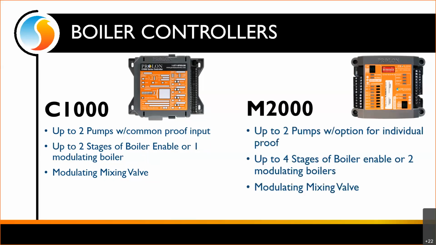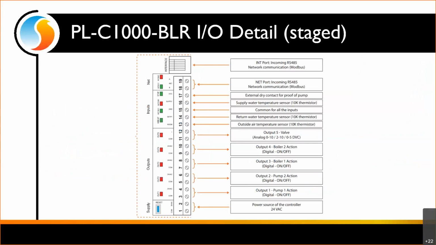If we move up into the M2000, now our pumps can get individual pump proof. We also have the ability to go clear up to 4 stages of boiler, or we can handle 2 modulating boilers with that, still have the option for the modulating mixing valve. I want to show you the I/O detail. We'll start with the C1000. So this is straight out of our manuals. You can see this yourself in the field, no problem. We've got it available on our website or even with the controllers when you take them out of the box.